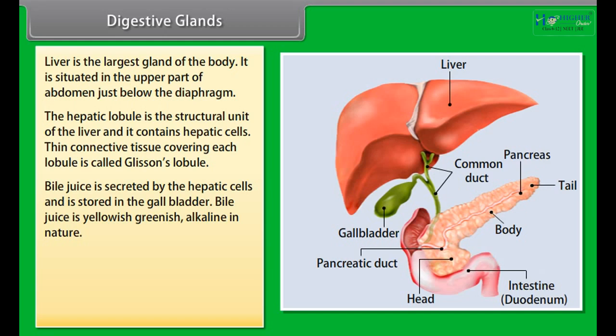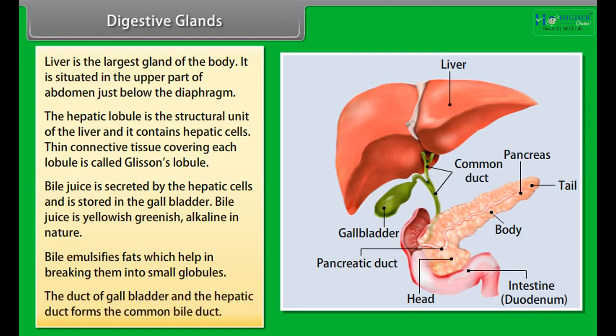Bile juice is secreted by the hepatic cells and is stored in the gallbladder. Bile juice is yellowish-greenish, alkaline in nature. Bile emulsifies fats, which helps in breaking them into small globules. The duct of gallbladder and the hepatic duct form the common bile duct.